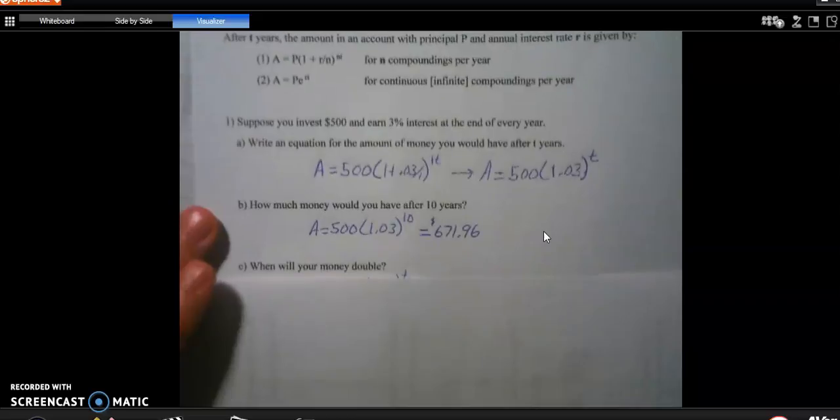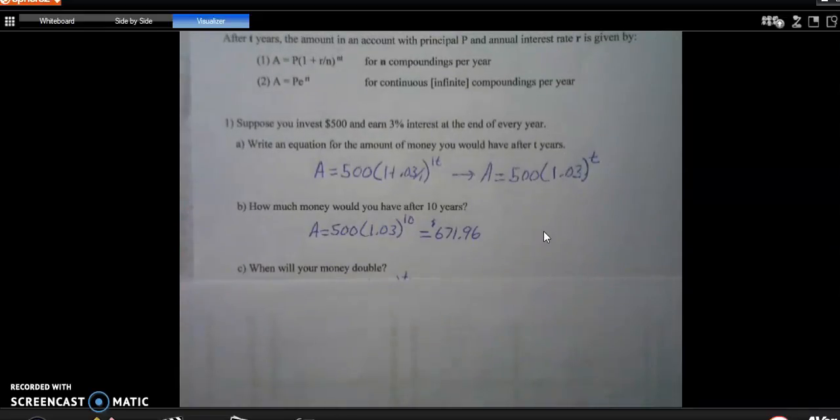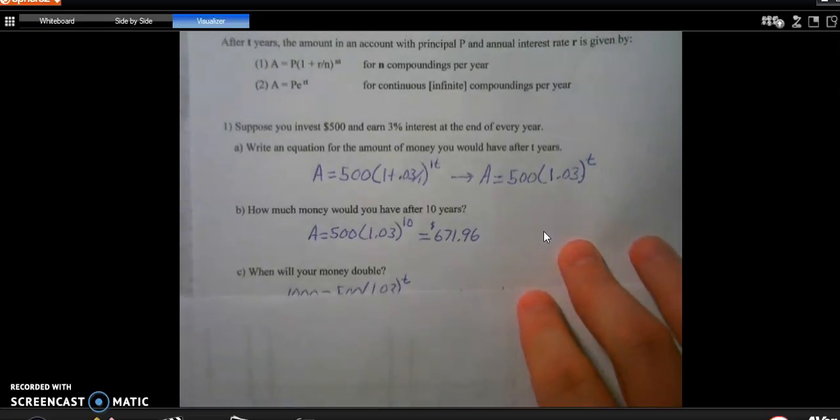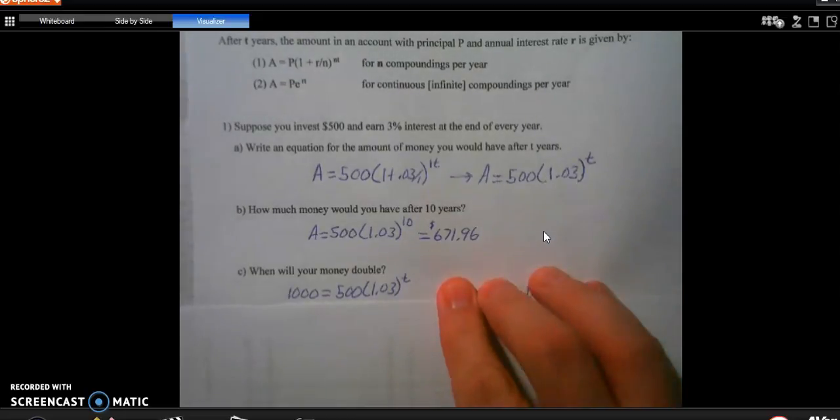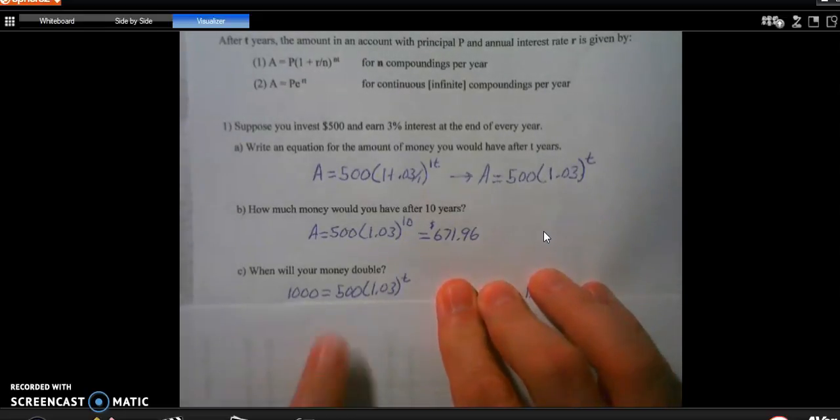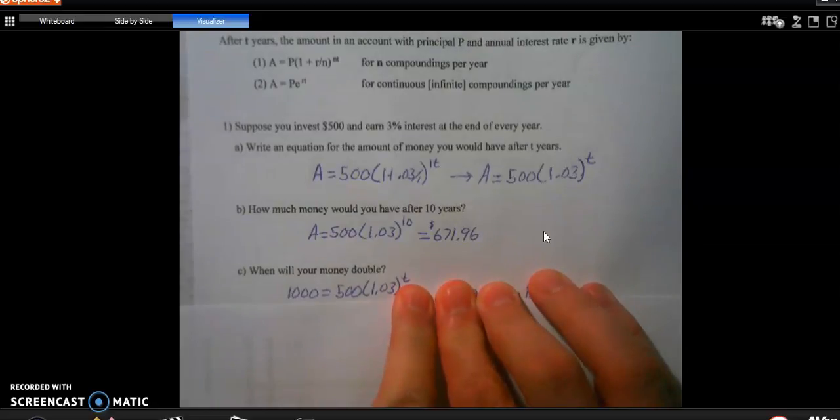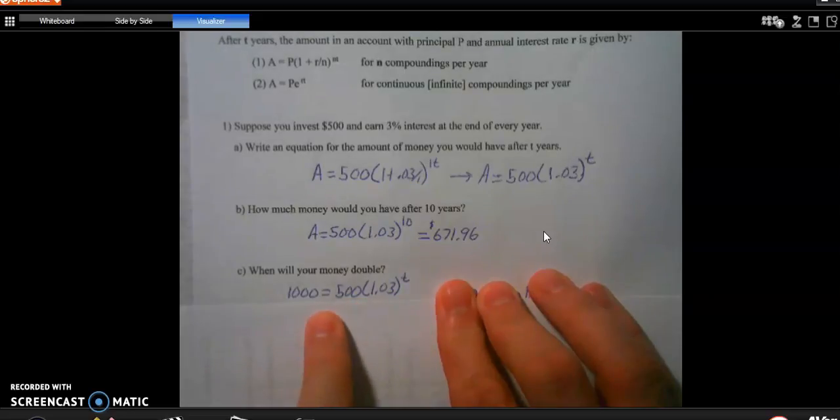And then the last part here is C. It says, when will your money double? So your money doubles when you have twice as much in the account. So you'd have 1,000. So you set your equation equal to 1,000. So you solve that for the exponent t. Remember, at some point we have to use a logarithm. So what I suggest you do, get rid of the 500 by dividing by 500.